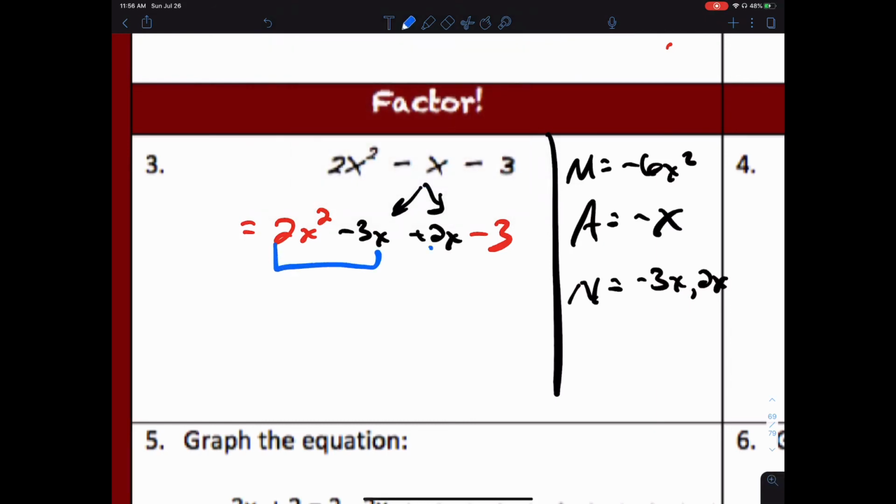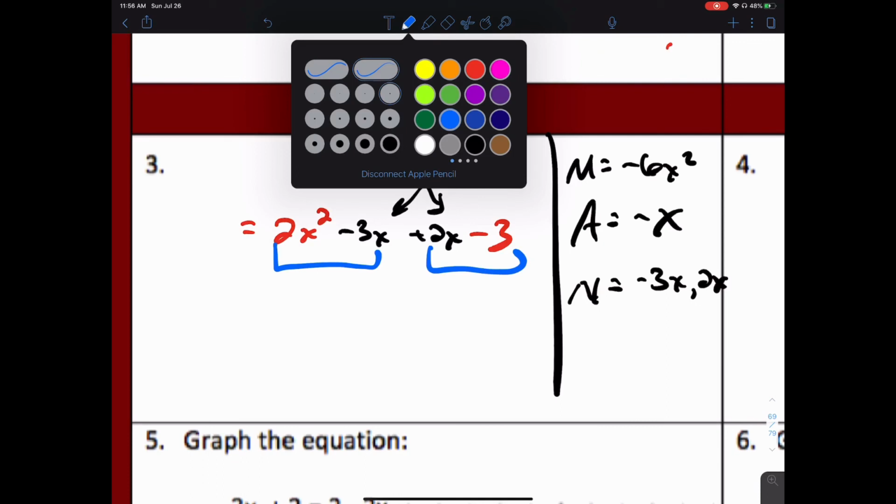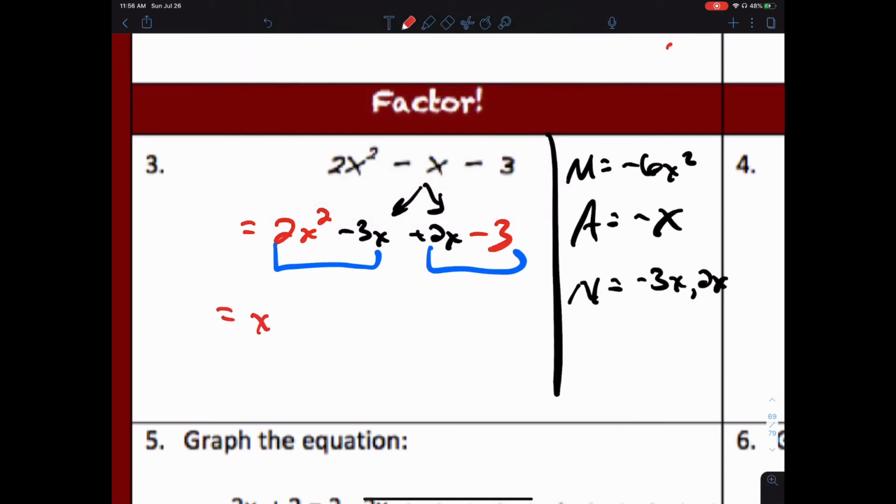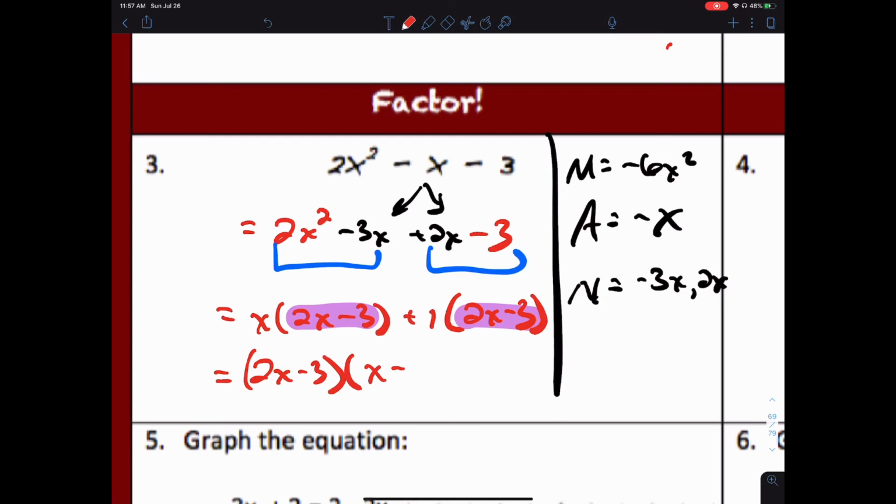Let's now factor by grouping. This first group has a GCF of x. Second group has a GCF of 1. Yes, you should write it to the front. And then each of these terms have a GCF of 2x minus 3, leaving us with another factor of x plus 1.